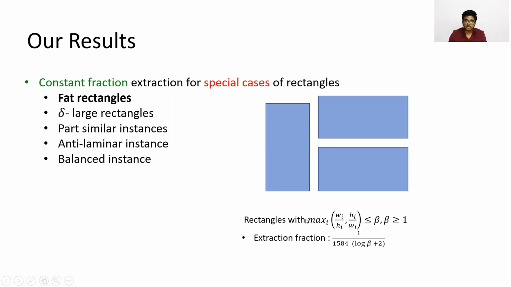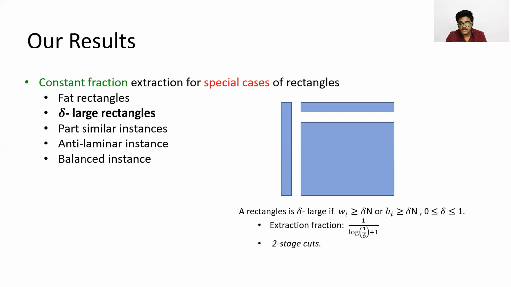And when beta is n, which is the general case of rectangles, it shows that it's order 1 by log n. So this formula nicely captures both the best results we have, not in terms of complexity, that it's a constant for squares and order 1 by log n for rectangles. So this is a nice result.